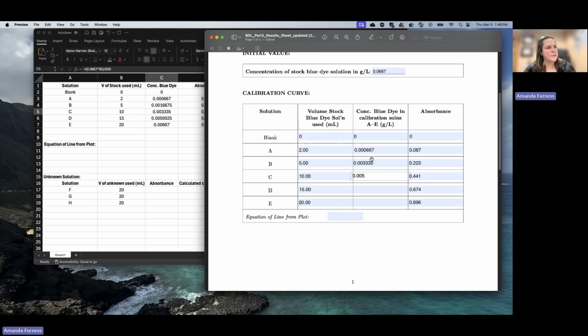This one has 3, so this one I need to change to 0.00. I don't know where I got that 3.